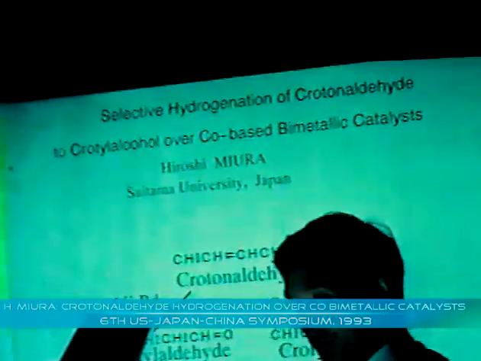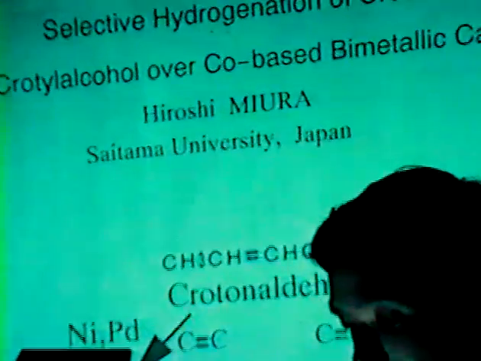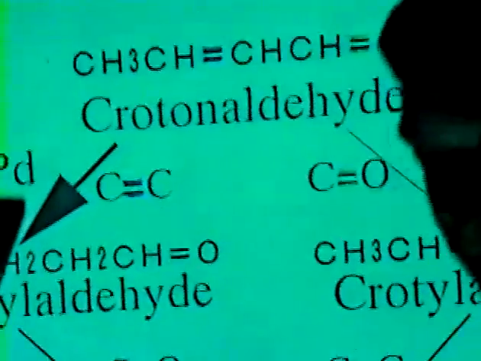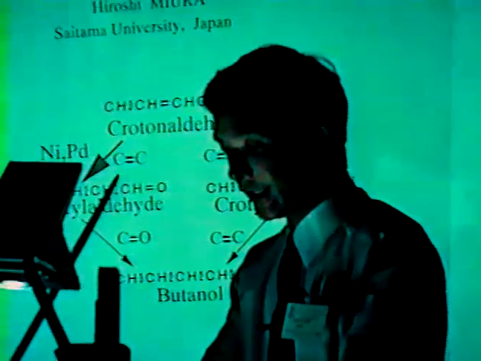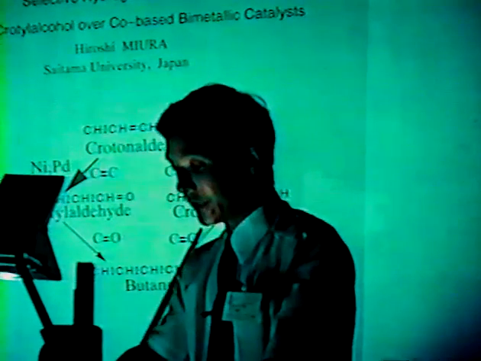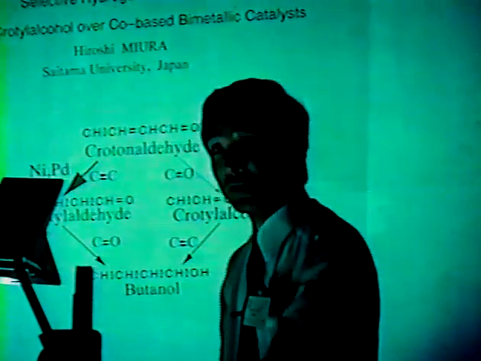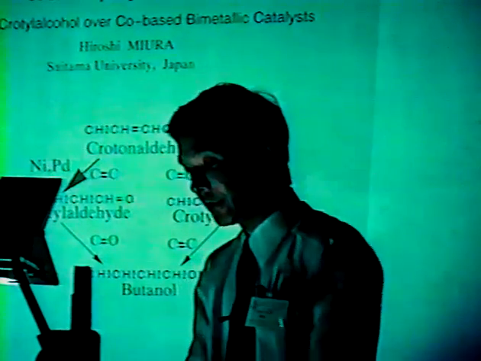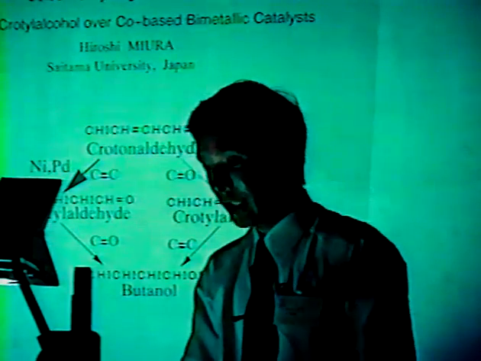In order to produce crotyl alcohol, we must prepare catalysts which have high selectivity toward C=O hydrogenation, not to C=C hydrogenation, and not to hydrogenate crotyl alcohol to butanol. We drive this selective hydrogenation reaction over cobalt-based bimetallic catalyst.